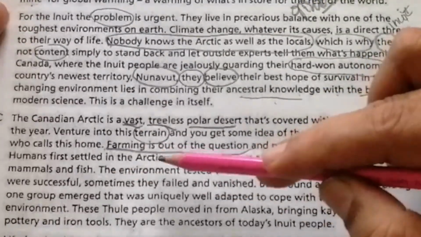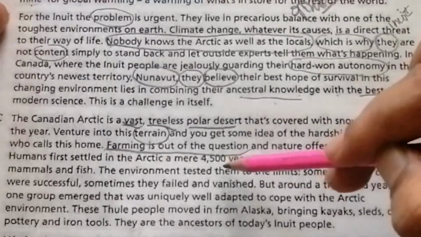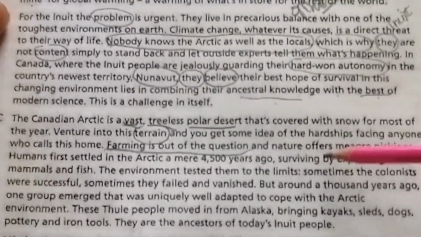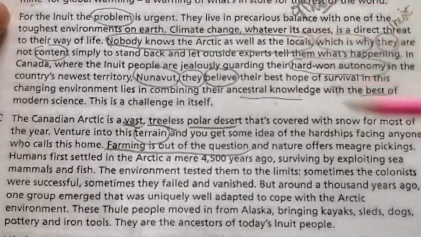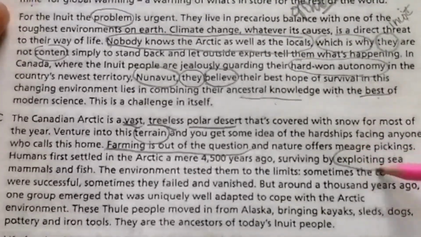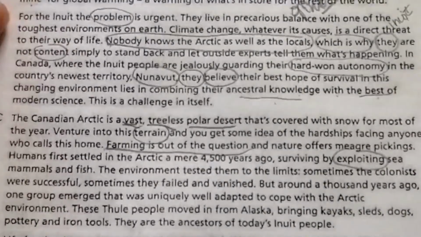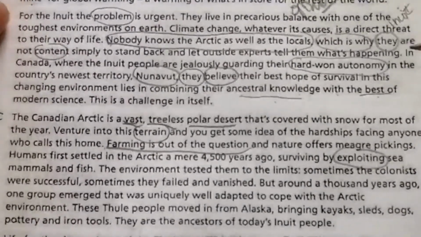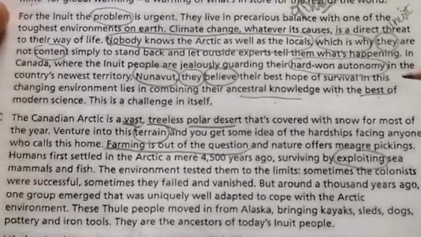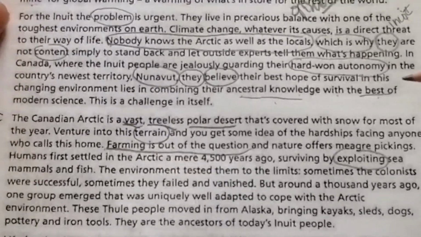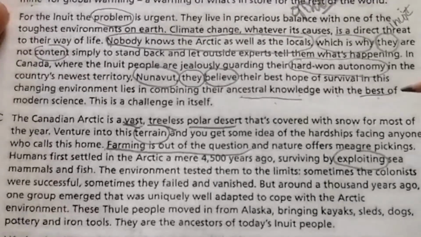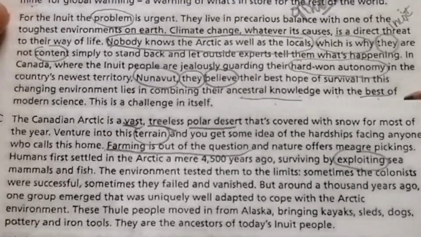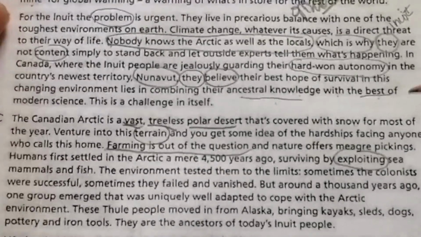Humans first settled in the Arctic a mere 4,500 years ago, surviving by exploiting sea mammals and fish. By exploiting means catching or hunting. So about 4,500 years ago, the people settled in the Arctic and they were surviving, or they were living, by catching the sea mammals and fish.